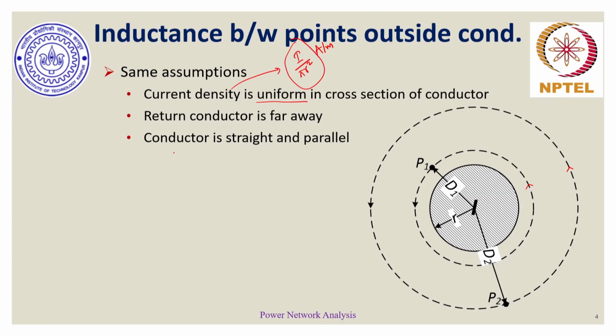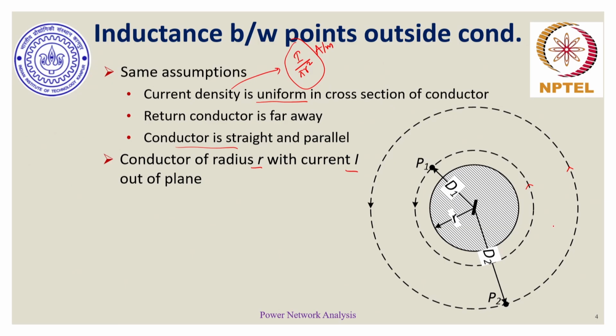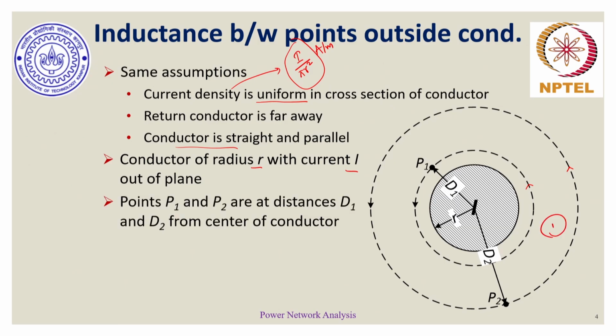That's the essence of assuming straight conductors with parallel nature. The conductor radius is r, current is I out of the plane, as we have discussed in the previous slide. We focus on two points, P1 and P2. The distance of P1 is d1 from the center of the conductor, and point P2 is at a distance d2 from the center of the conductor.